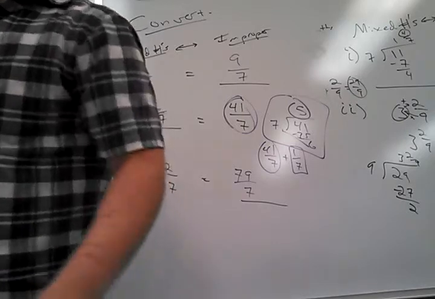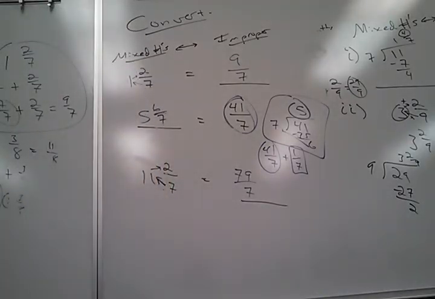So on adding, you just don't add the bottom numbers. That all stays the same if they're the same number.